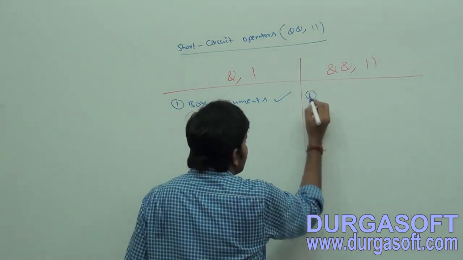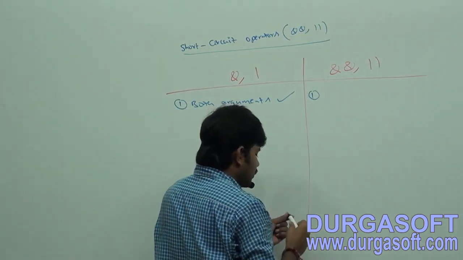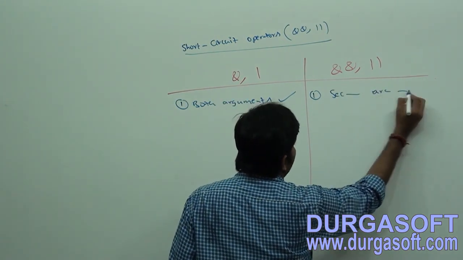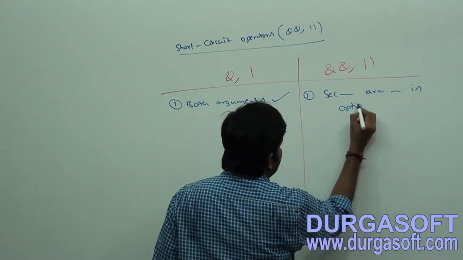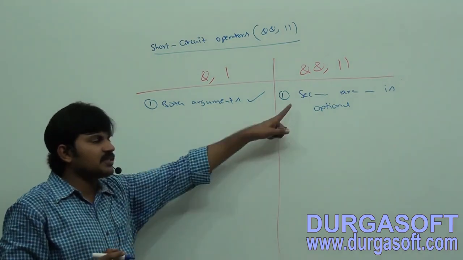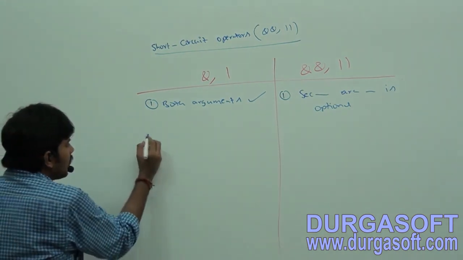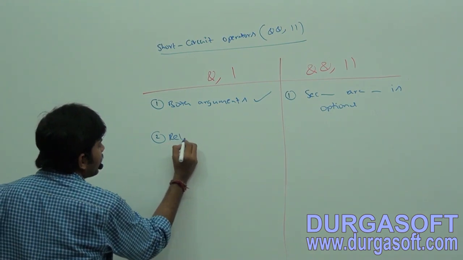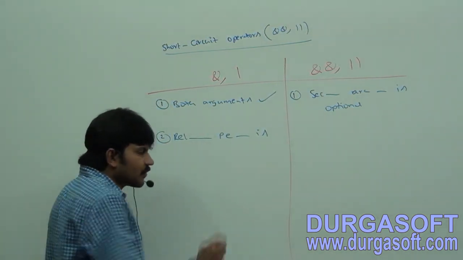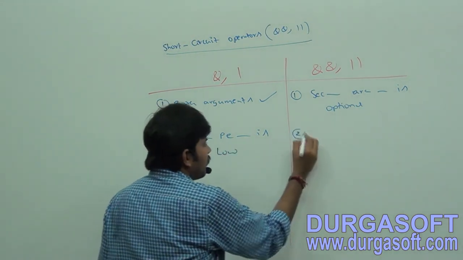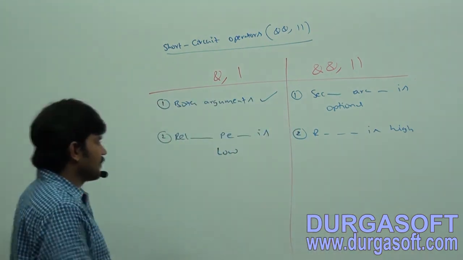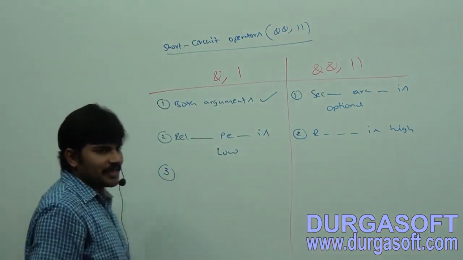But here, second argument evaluation is optional. Sorry, only if it is required will the second one be evaluated, right? Now, the second one: relatively, is performance low or high? Relatively performance is high. Okay, this is the second point. The third one is a bit important, right?